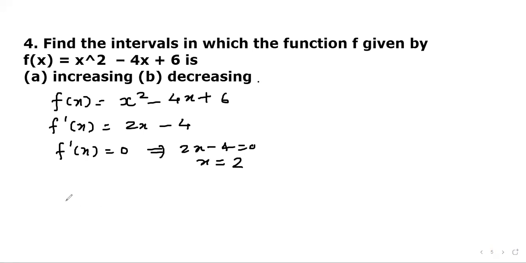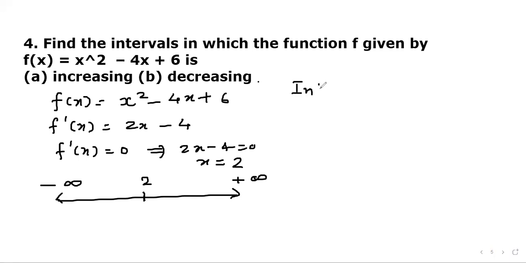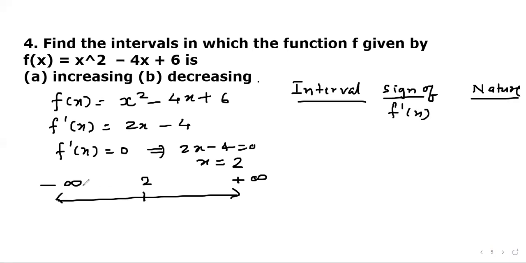to 2. We draw a number line. We locate x equal to 2 here. Then here it will be minus infinity and here plus infinity. Now, let's see. We take intervals, so here we can make a table. Here we write interval, then we write sign of f dash x, and then nature. Let's see the first interval, minus infinity to 2.